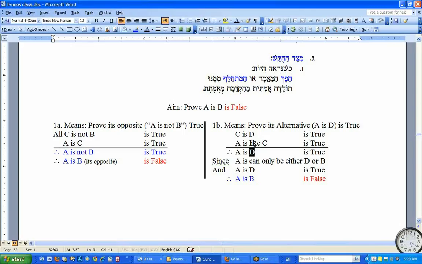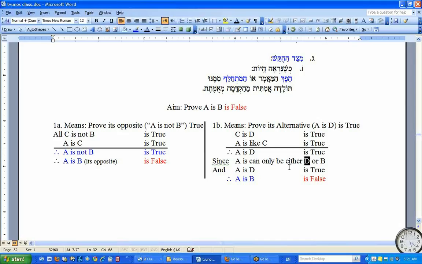If C is D and A is like C, then A is D. If these two premises are true, that C is D and A is like C, if they're both true, we have proofs, so then I prove that A is D. Okay, that's number one. Now, if it's true that A can only be D or B, it cannot be both. And I just proved to you that A is D, so then the statement A is B is false. Is that true logically? If there's only two possibilities, okay.